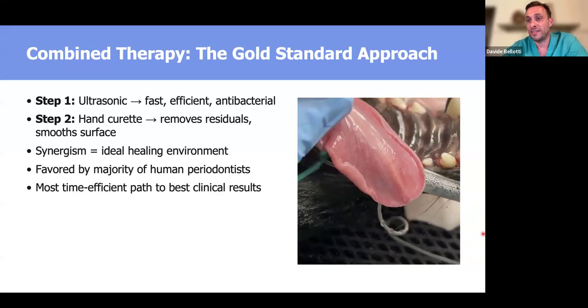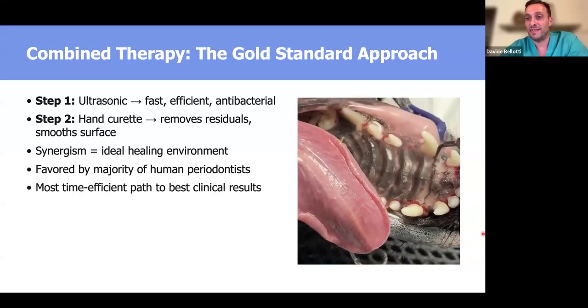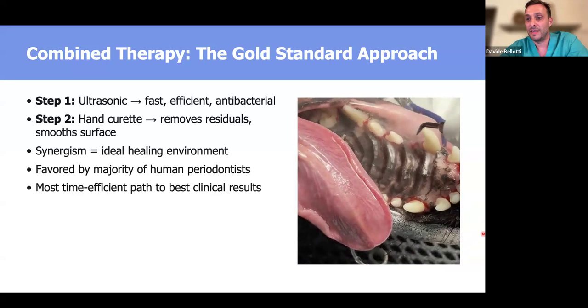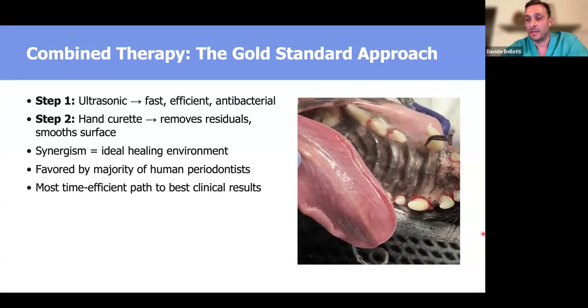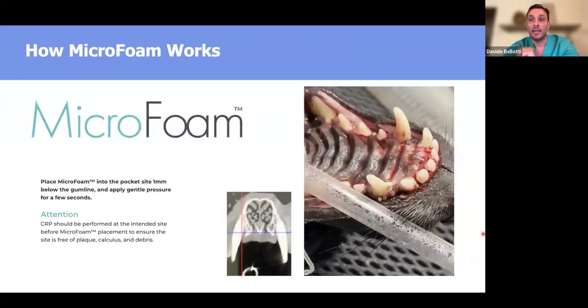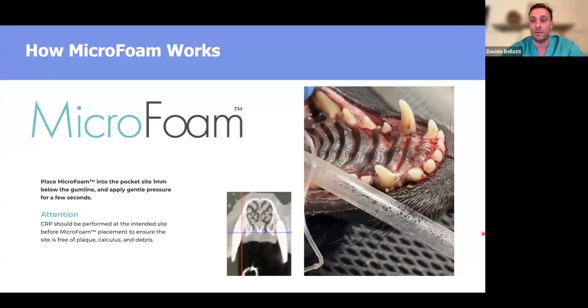So these are real life cases, so videos sometimes are. And here comes MicroFoam. So what is MicroFoam and how do we use it? We place MicroFoam into the pocket 1 millimeter below the gum line and apply gentle pressure for a few seconds. Closed root planing should be performed at the intended site before MicroFoam placement to ensure the site is free of plaque, calculus, and debris.